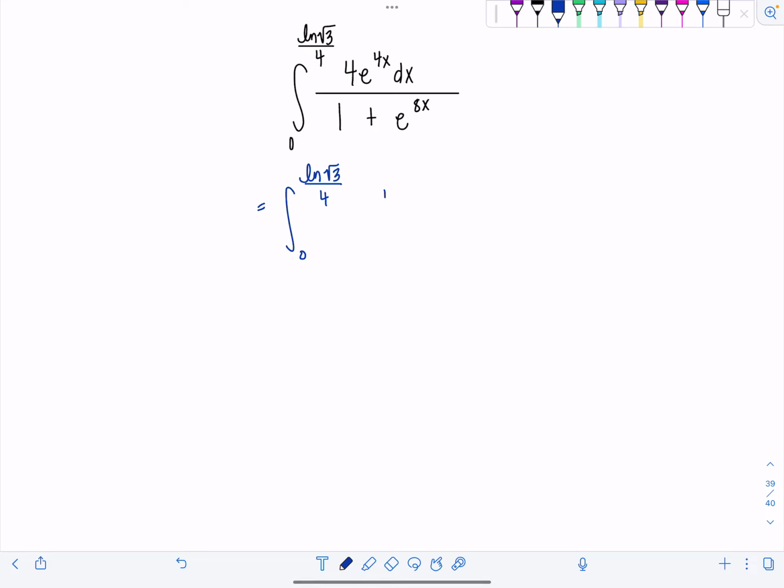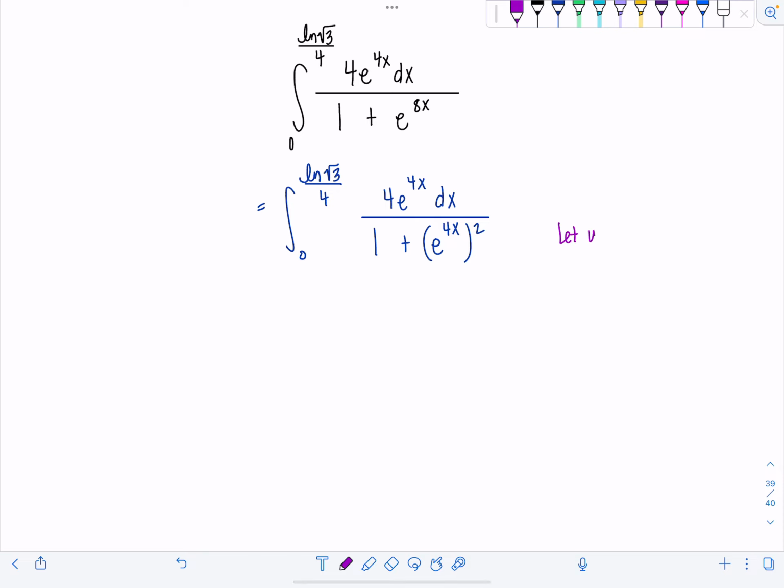So 4e to the 4x, let's leave that alone, dx over, and then in the denominator, I'm going to rewrite e to the 8x as e to the 4x quantity squared. Yes? Okay, so pause the video if you need to marinate for a minute, give it a try, and then let's hop to it. U sub time.